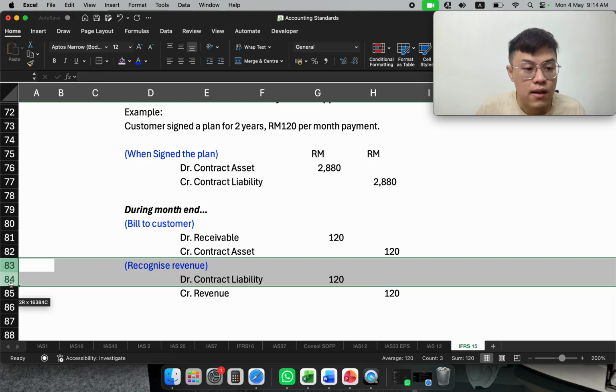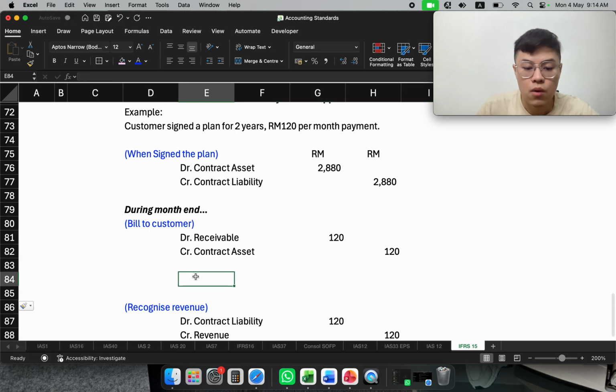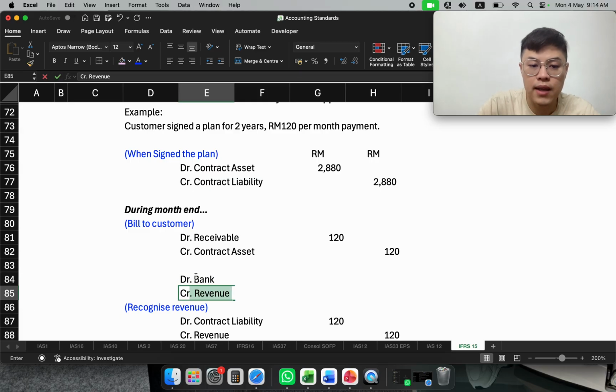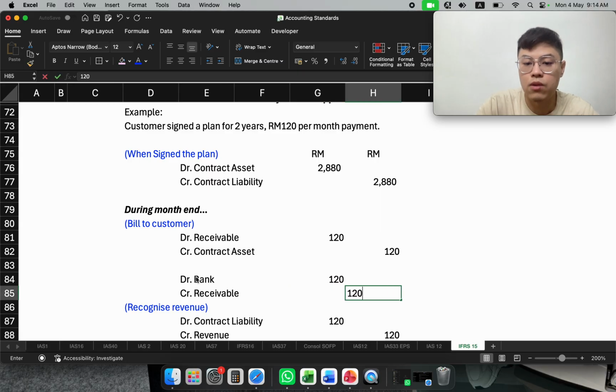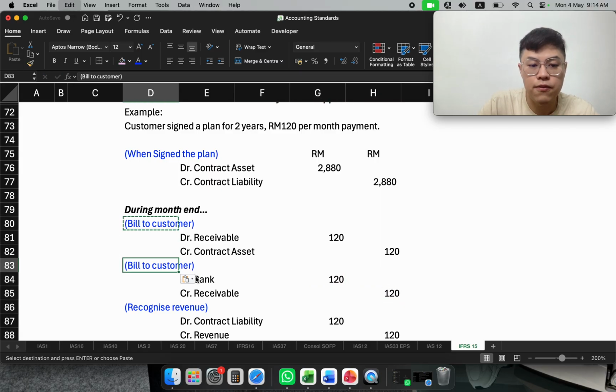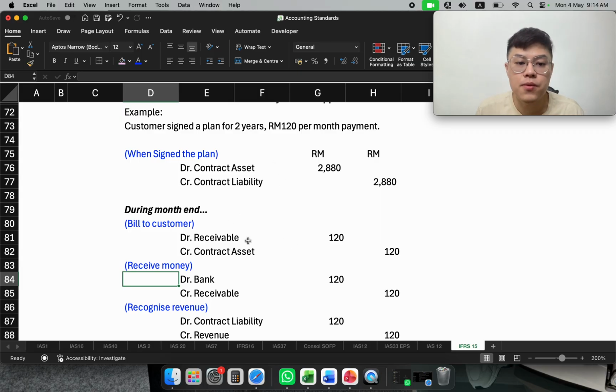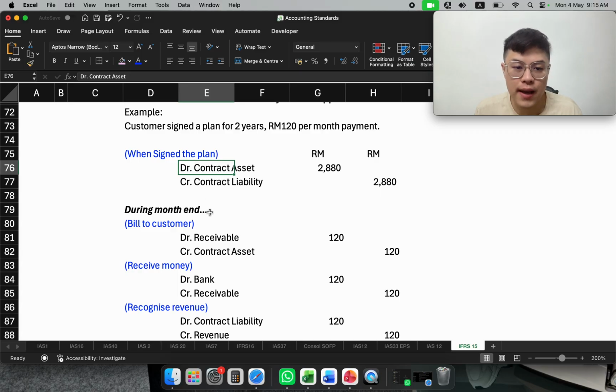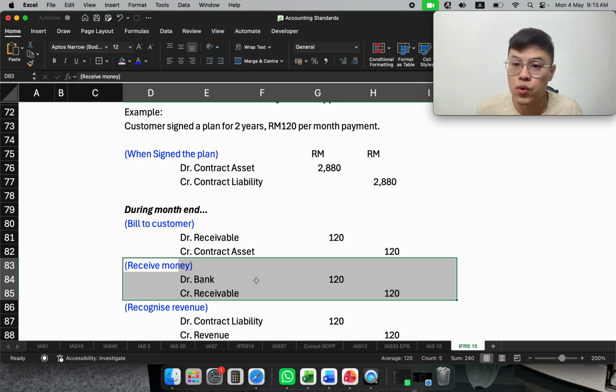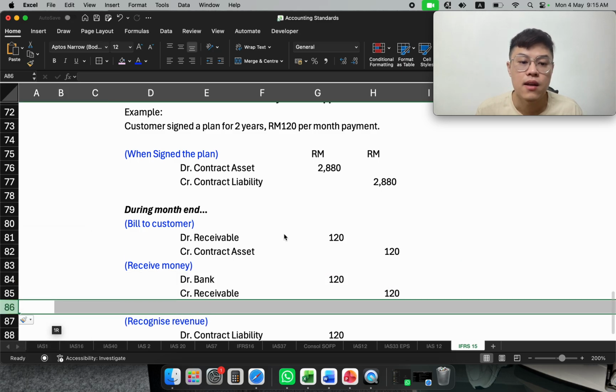If let's say you receive your money already, we will debit bank, credit receivable, 120, 120. If you receive money already, we can straight away debit bank, but this is the normal procedure. We will transfer contract asset to receivable, and we will reduce it by bank in stage number 2 here. We will receive the money, and after 1 month, your PO is already satisfied because you have signed a plan.